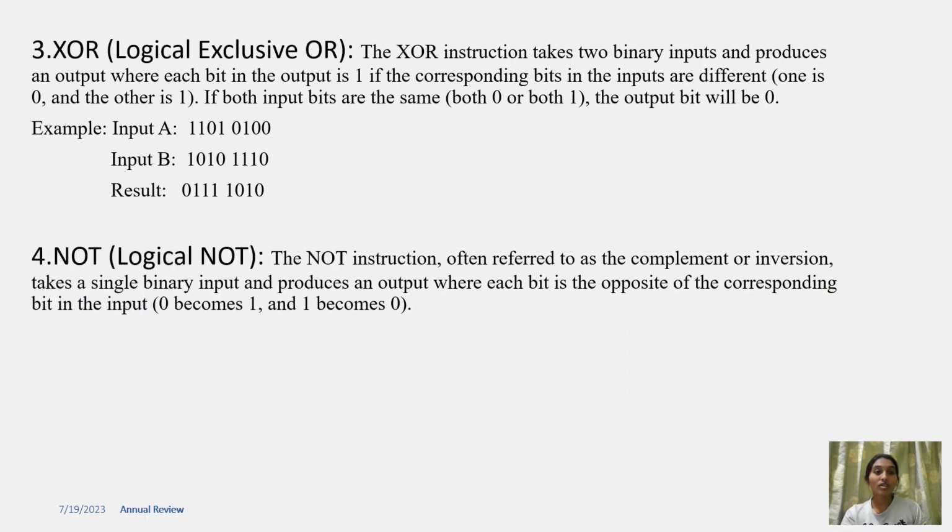Now let's see what is NOT, that is logical NOT. The NOT instruction, often referred to as a complement or inversion, takes a single binary input and produces an output where each bit is the opposite of the corresponding bit in the input. 0 becomes 1 and 1 becomes 0. It is a simple instruction, easy to understand very fast. Let's see an example for this. If input is 11010100, the result will be 00101011, because it is the inverse of the input. That is, if the input is 1, then the result will be 0. If the input is 0, then the result will be 1.